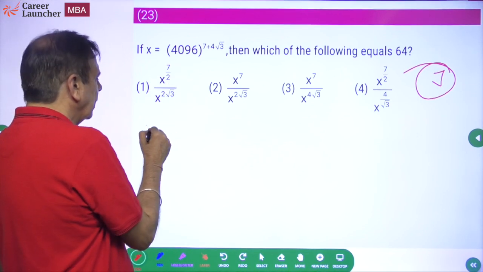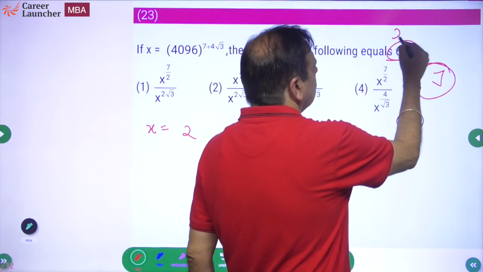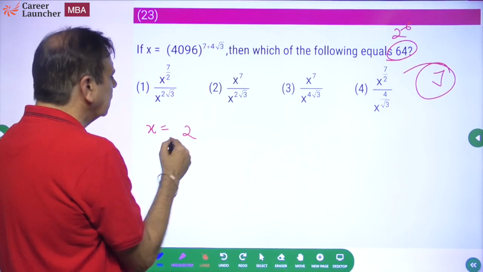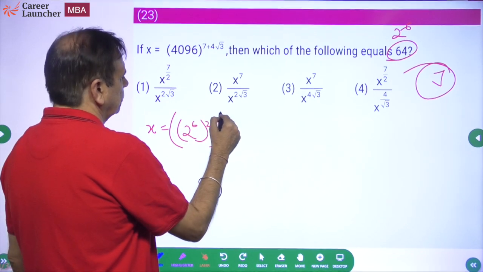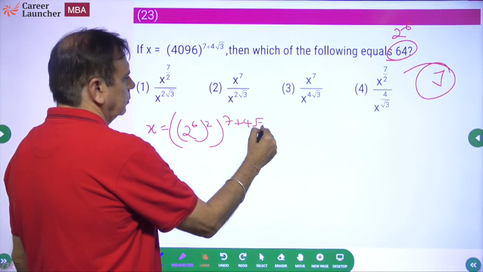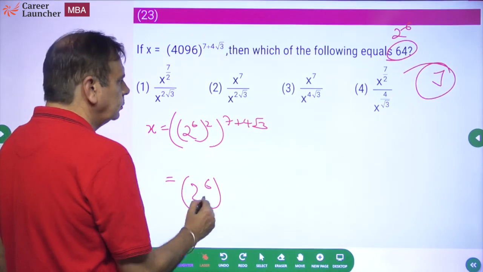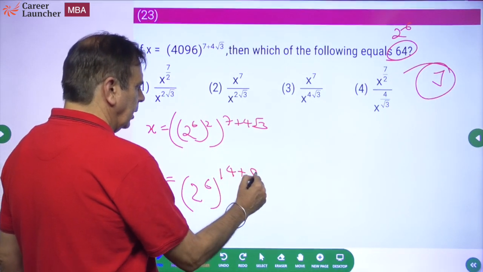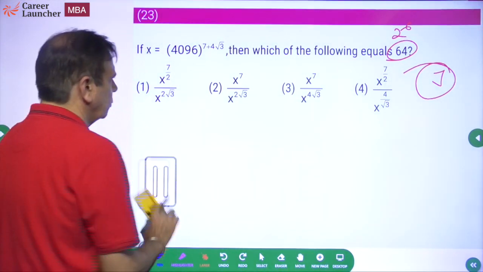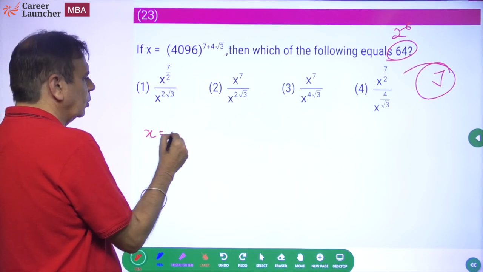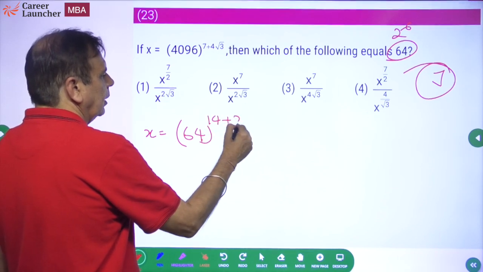Okay, so I can say x is equal to 2 to power. I want to find which of the following equal to 64. What is 64? 2 to power 6. So I want to treat it like 2 to power 6. Okay, isn't it? So can I say this is nothing but 2 to power 6, 14 plus 8 root 3. Okay, this is what the answer is for me. So effectively for me, x is equal to nothing but 64, which is 2 to power 6, raised to power of 14 plus 8 root 3.